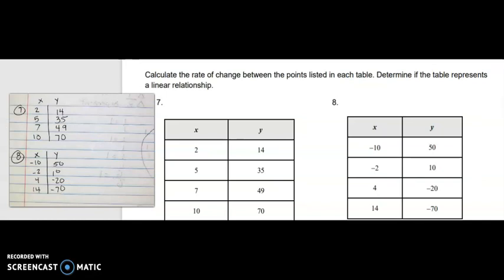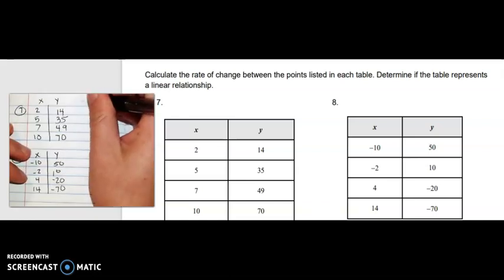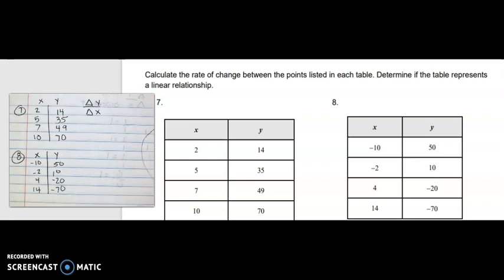So we're going to look at these two tables that are given to us, and we're going to calculate the rate of change between the points listed in the table. And we're going to determine if the table represents a linear relationship. So we're going to start with 7. Remember, rate of change is another word for slope, and slope is the change in y divided by the change in x. And in order for something to be linear, it has to be constant throughout. The slope on a straight line stays constant throughout.